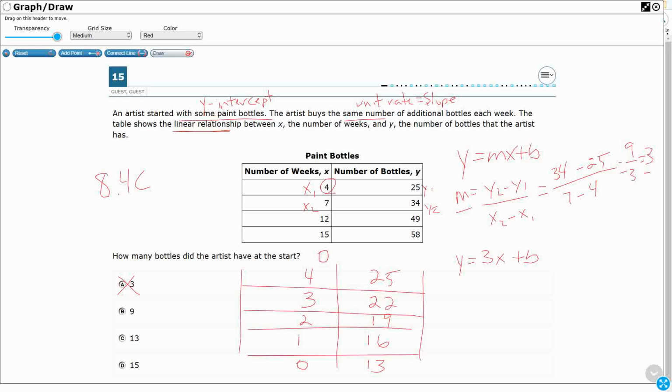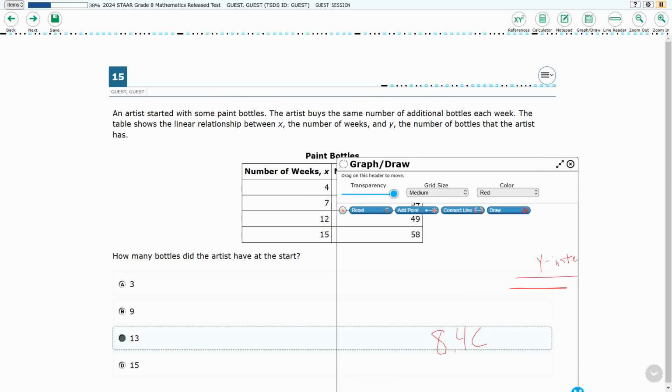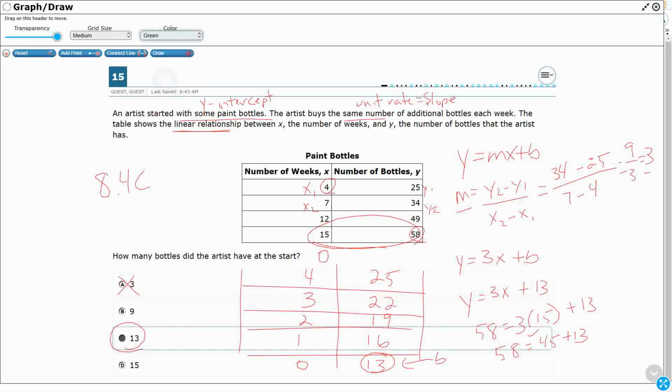down to 0. Started with 13, and if we want, we can say that b equals 13, because that's what happens when x equals 0. And let's put those in there to make sure it actually works, that I calculated this correctly. Let's substitute in my 58 equals 3 times my x, 15, plus 13. Does 58 equal 45 plus 13? Yes, it does. All right, so that is correct, and that is my b, or my y-intercept, and the answer is C, 13.